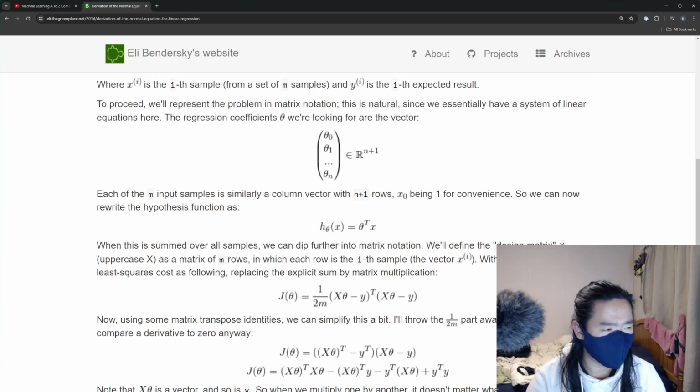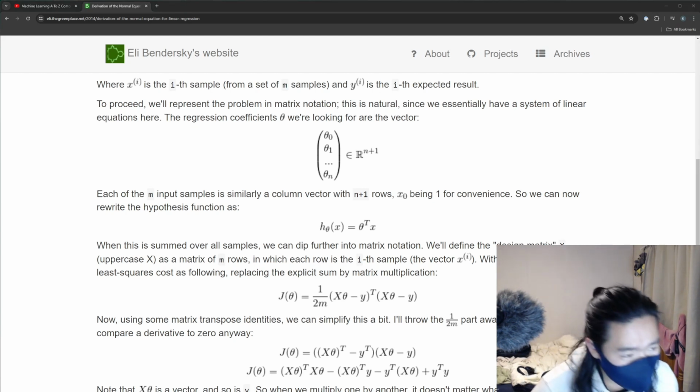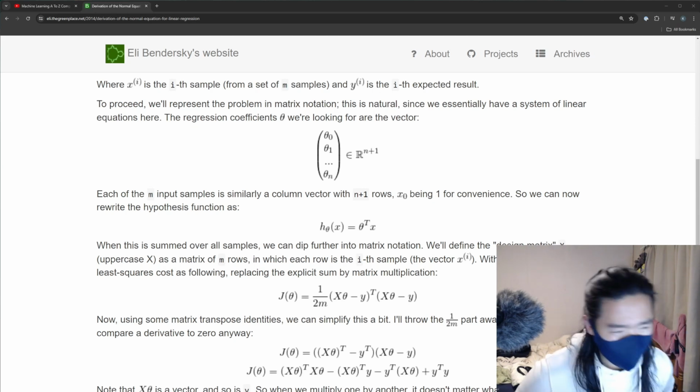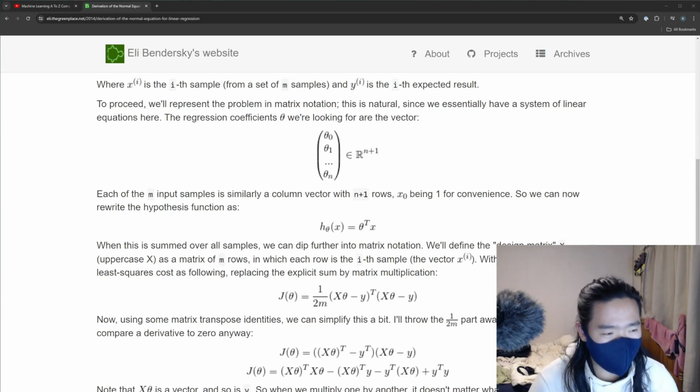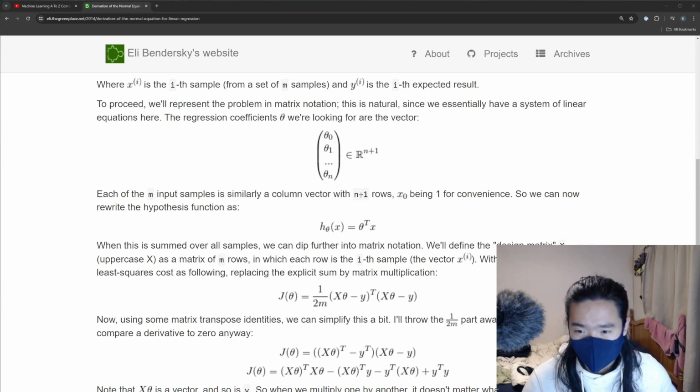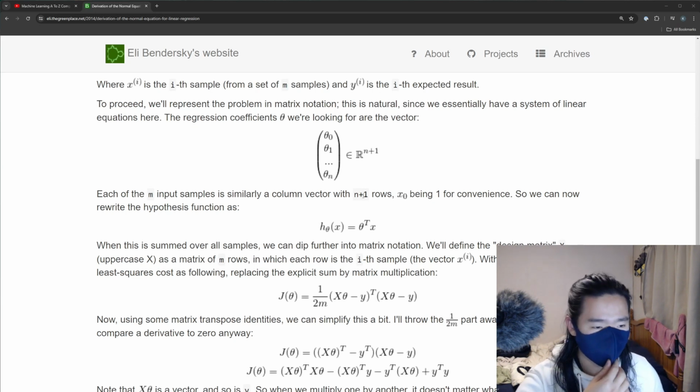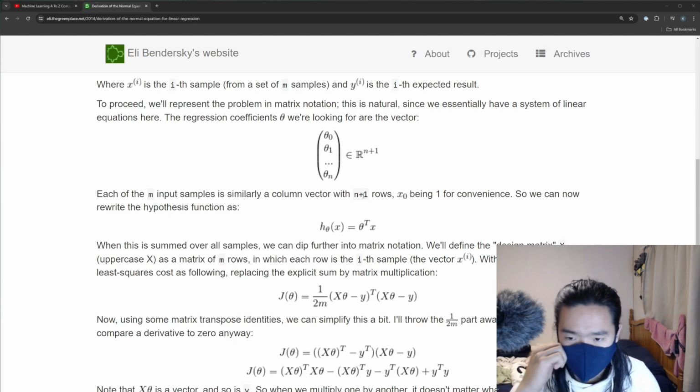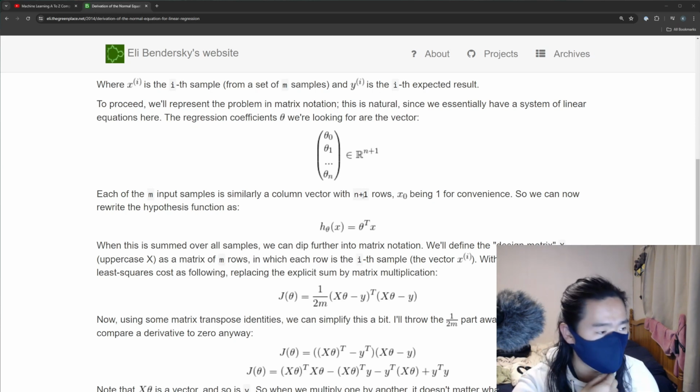Not sure what he means by column vector with n+1 rows here. I'm a little bit confused about the column vector here because normally when you put your data in, each data point corresponds to a row. But in this case, each column is a data point and each row is a feature. But I guess that's just a notation thing. That's how Andrew's done it in his videos.